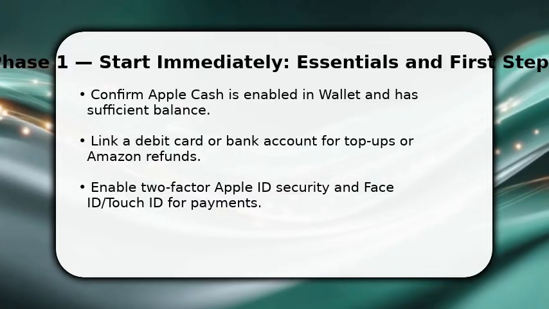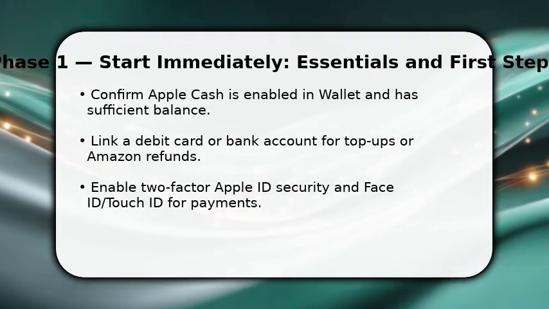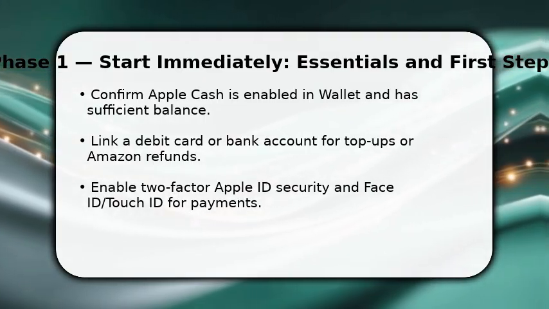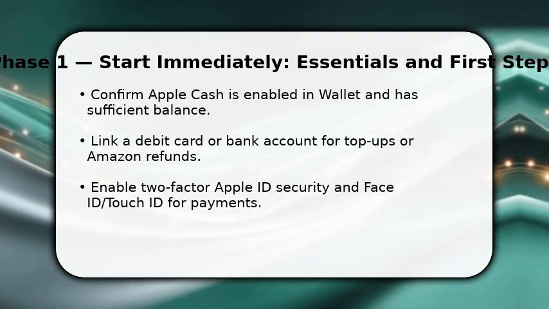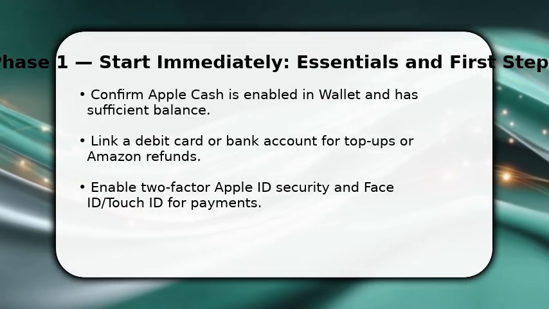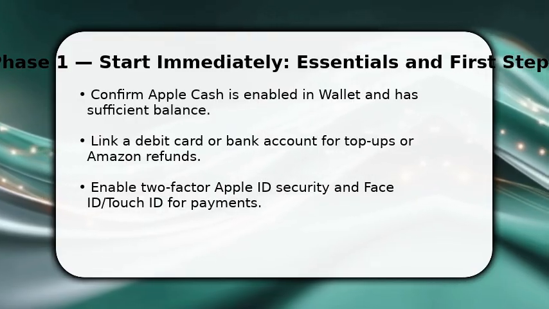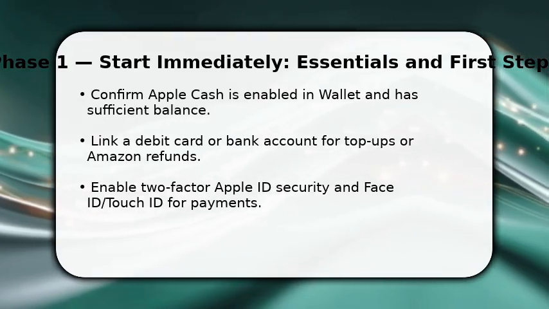You start by confirming Apple Cash is active in your wallet. Open Wallet and check balance now. You should add funds or link a debit card so you can top up quickly. This avoids failed purchases. Once done, make sure your Apple ID has two-factor authentication and Face ID or Touch ID enabled. This secures payments and speeds checkout.